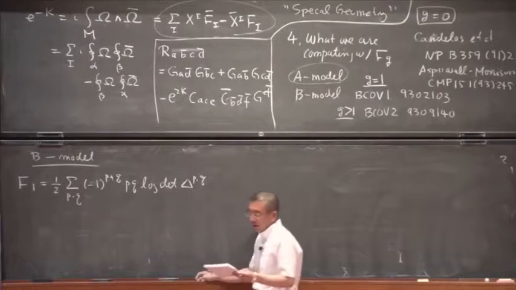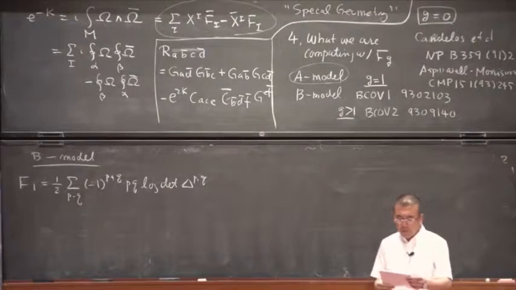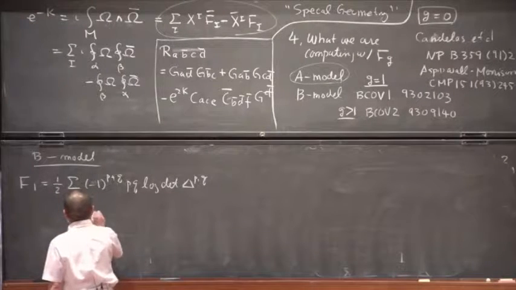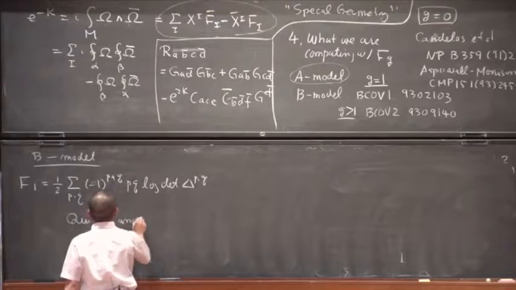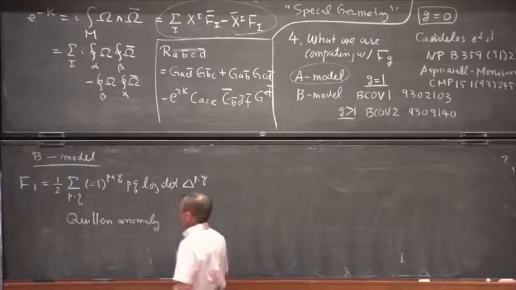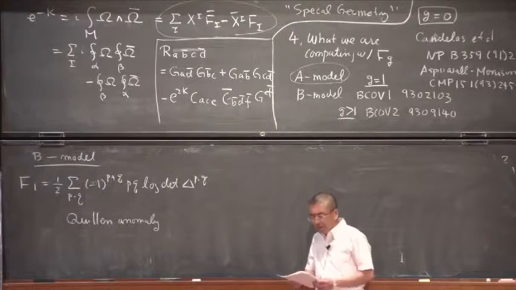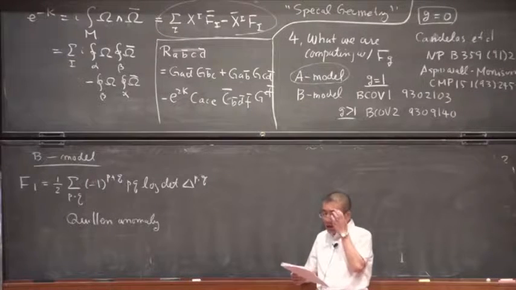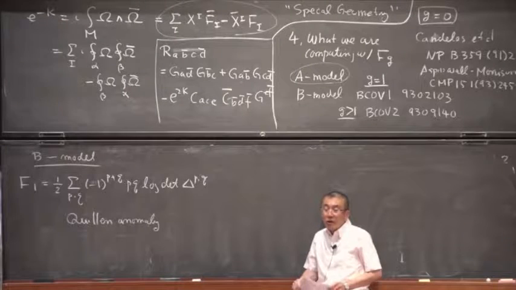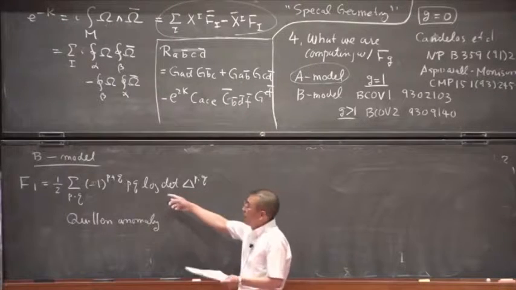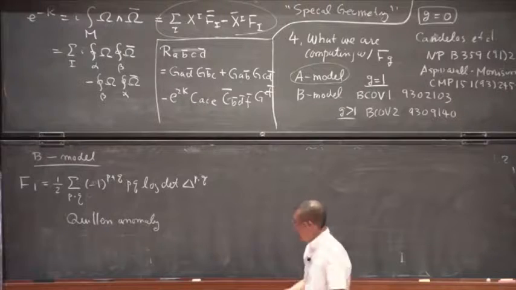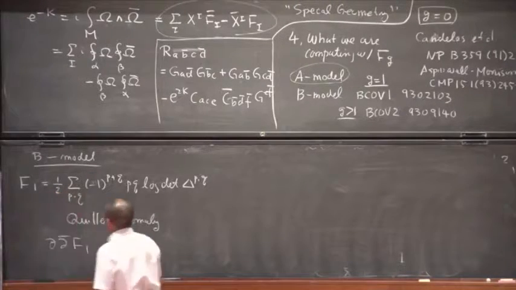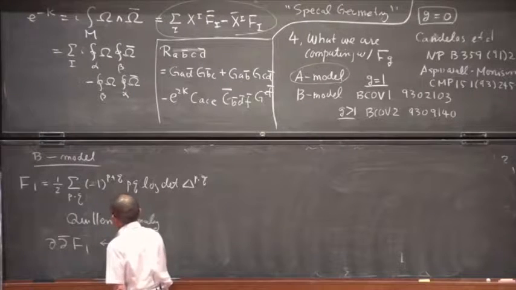This is acting on the PQ space of PQ forms. And there is a notion called the Quillen anomaly. That says that for a certain combination of determinants of Laplacians, you can consider that as a certain line bundle associated to it. And del bar computes the curvature of that space. So del bar of F1 in general is not equal to 0, but it is related to the curvature.